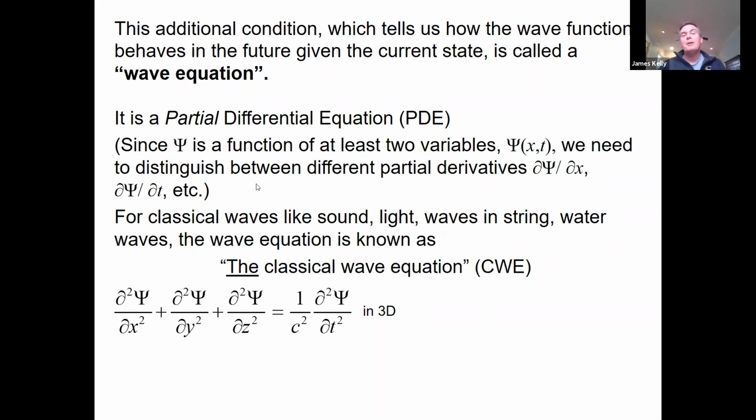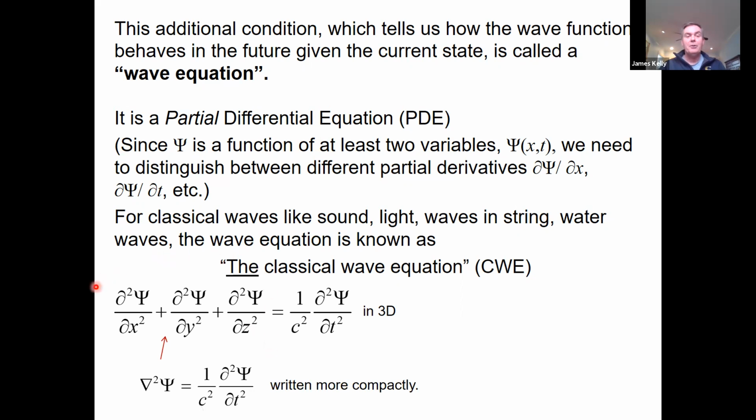Okay, so for classical waves like sound, waves in a string, light traveling through space, the amplitude satisfies what we call the classical wave equation that you probably learned about in physics 240 down here. This is for waves traveling in three dimensions, okay? And we have the second partial derivatives with respect to the spatial variables added together, and that's 1 over c squared times the second partial derivative with respect to time.